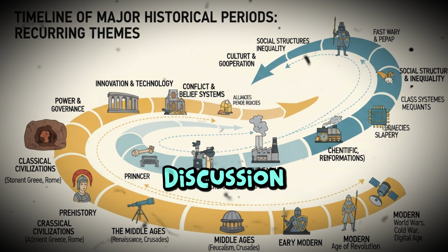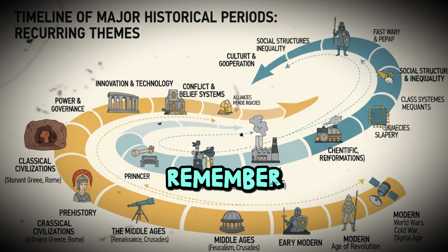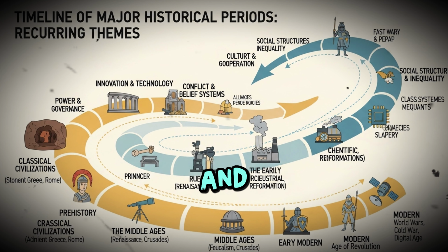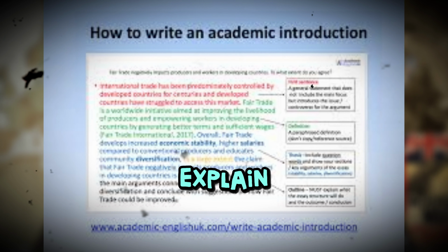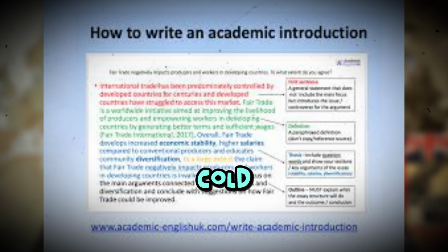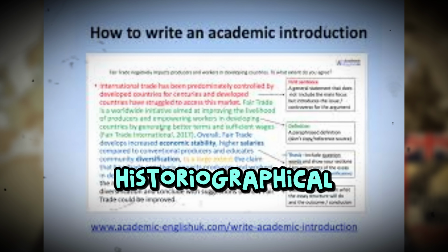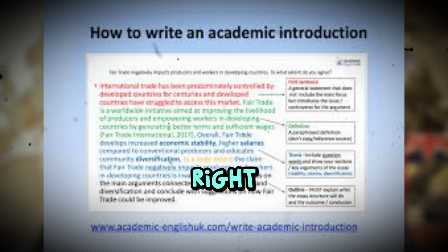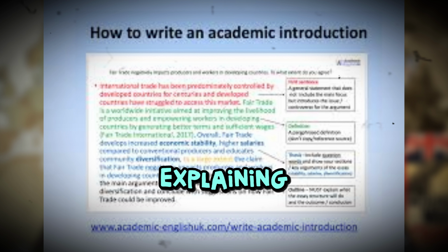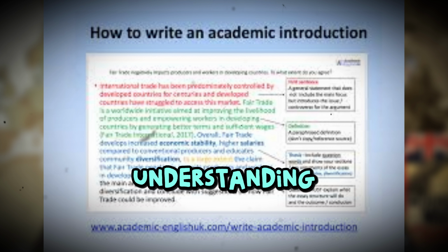5. Group work and discussion. History is easier to remember when you discuss it. Debate causes and consequences with classmates. Explain complex topics like Nazi Germany or the Cold War to someone else. Discuss historiographical interpretations. Who's right, who's partially right, and why? Explaining to others forces you to clarify your own understanding.